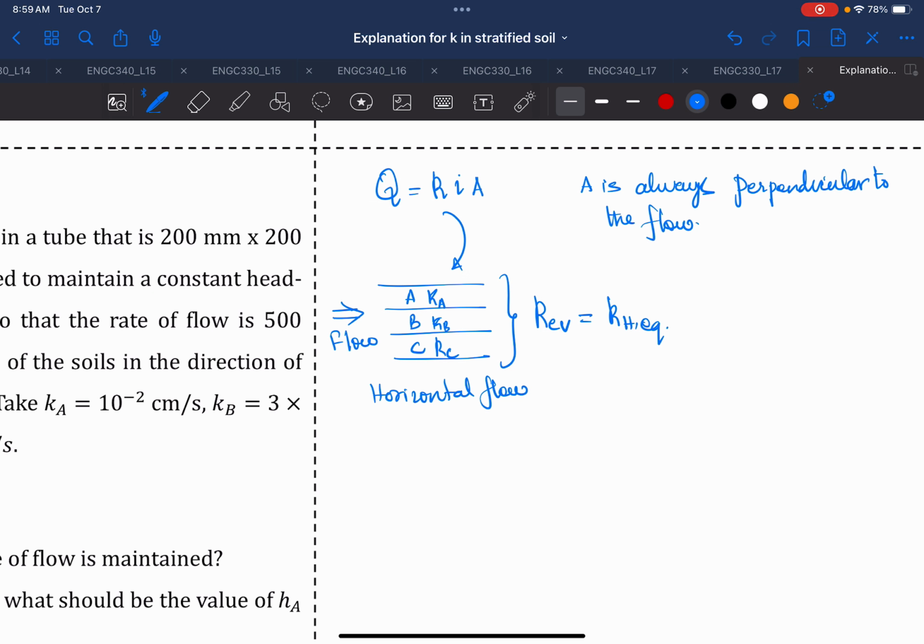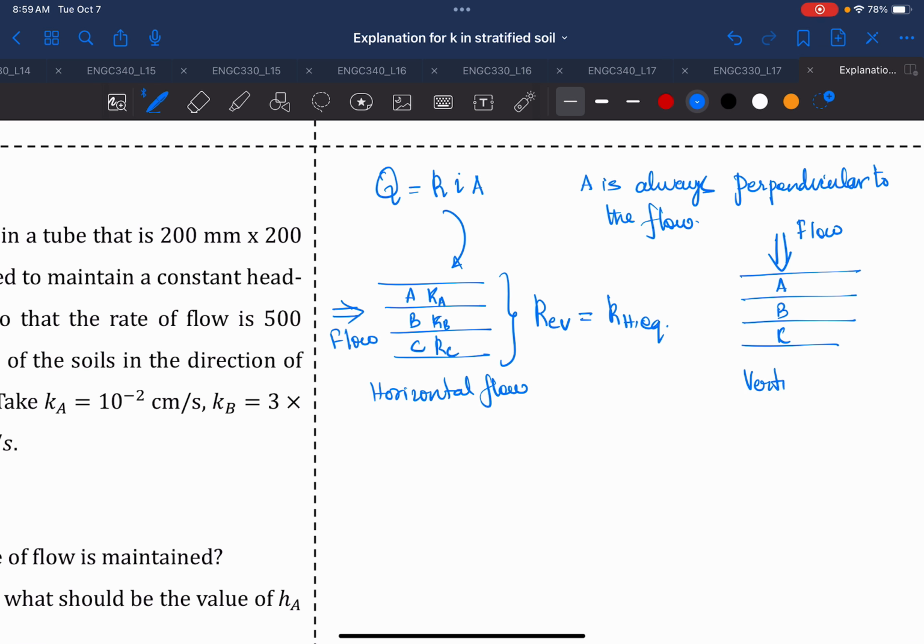And what is vertical flow then? Vertical flow: if this is your soil layer, and if your flow is perpendicular to the layer, then we call it your vertical flow. And your K equivalent in this case will be KV equivalent. And so if you get confused again, like how do I know whether the flow is perpendicular to the layer?